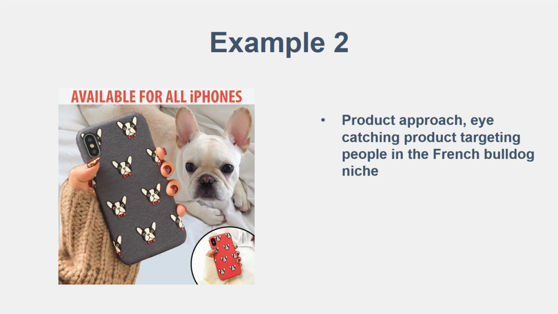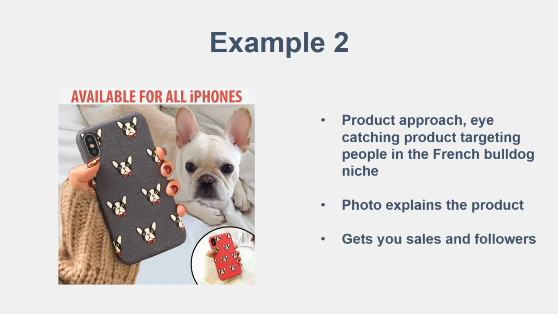So, a picture says 1,000 words, like they say. So that's another option you have there. The photo explains the product. You have the bulldog sitting there looking at it. Everything makes sense, okay? And this can get you sales and followers. So people might be like, oh, but I love French bulldogs.